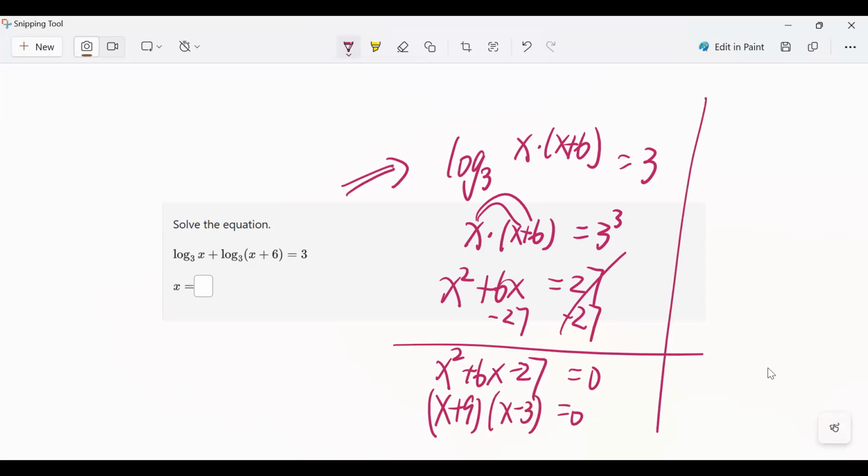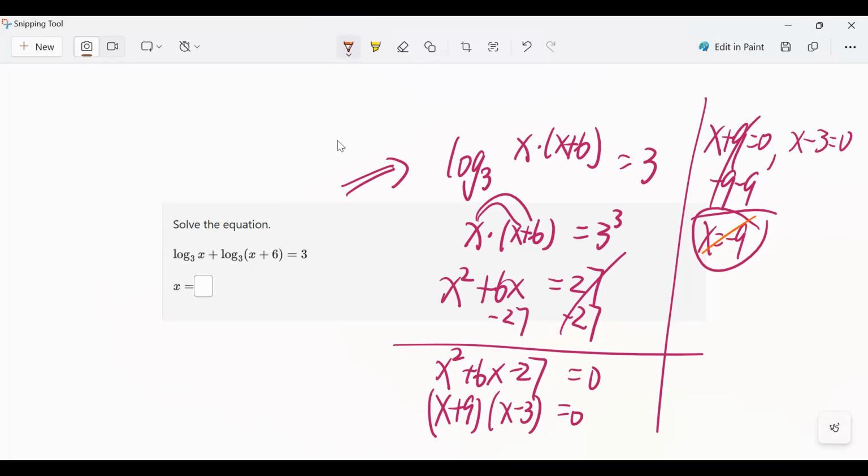Two solutions, from x plus 9 and x minus 3. And one of them is not a good solution. Subtract 9, we get x equal -9. This one is a false solution, right? We're going to eliminate it. The other one is good, adding 3. So the answer is 3.